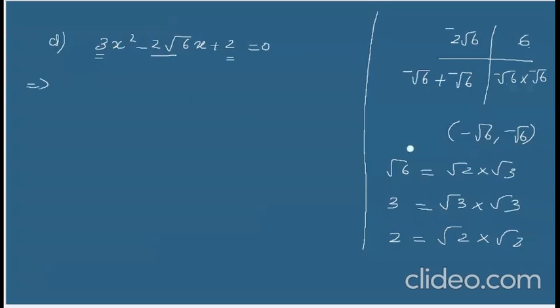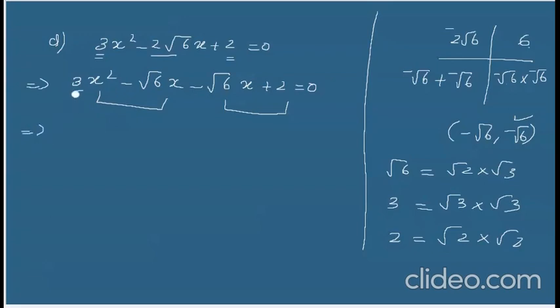Therefore, now we know that this is the set of numbers. Now, this implies 3x square minus 2 root 6. How can we split? Minus root 6x, again negative root 6x. Constant is plus 2 is equal to 0. Let us group first and second, third and fourth. Now look at here. What is common? 3x square and negative root 6x. Of course, x is there. And what about the numbers?